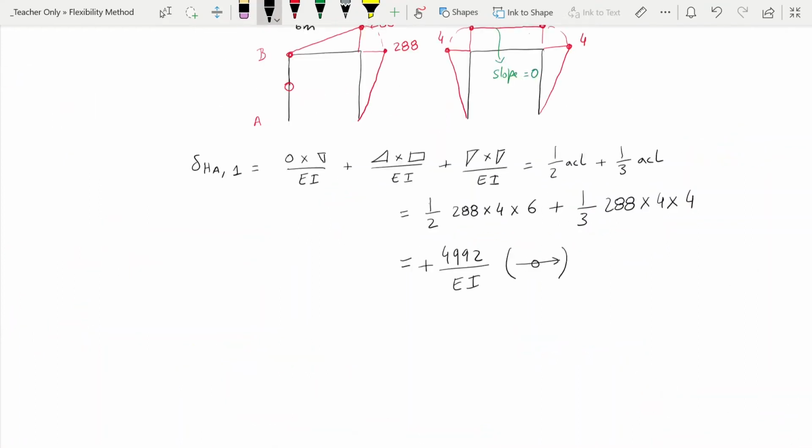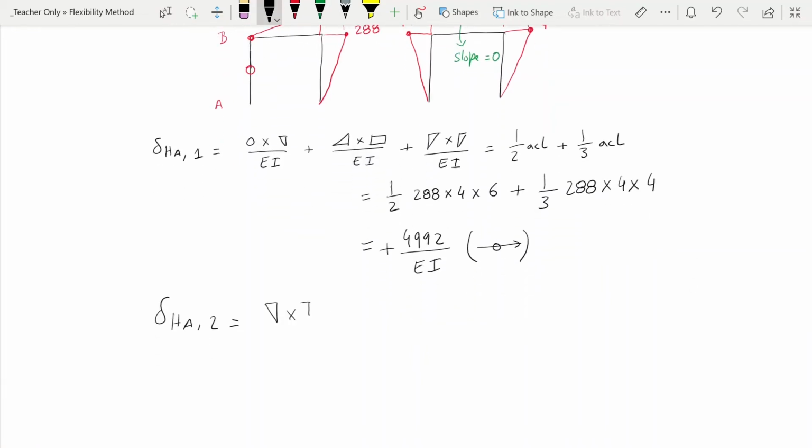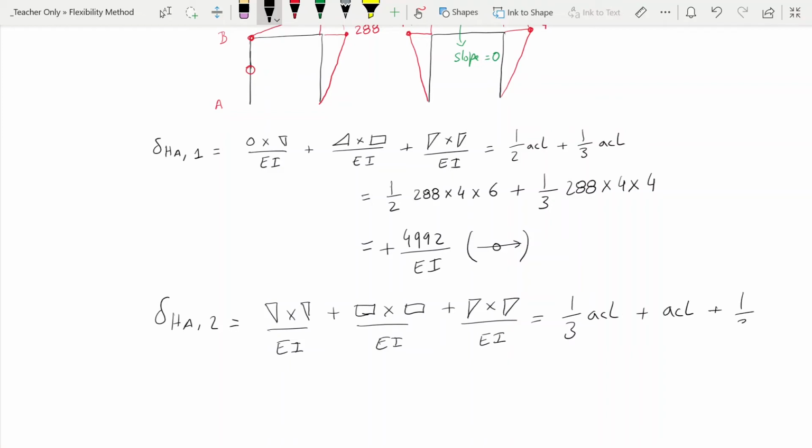Okay, so now we're in the position to do the horizontal displacement at A for structure 2. In this case, it's just diagram number 2 times itself. So it's a triangle times a triangle, plus square times square, plus a triangle times a triangle, all of this divided by EI. If you look at the table, for the triangles we know it's 1/3 ACL. The square times square is just ACL, and then the other triangle as well, 1/3.